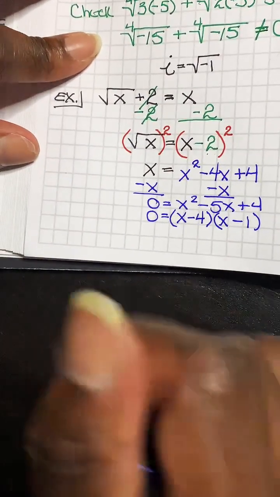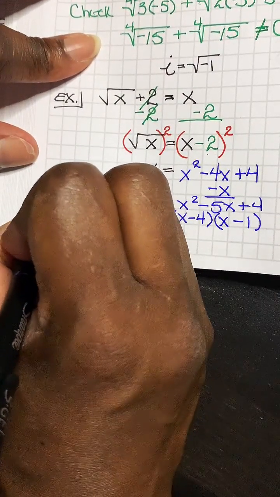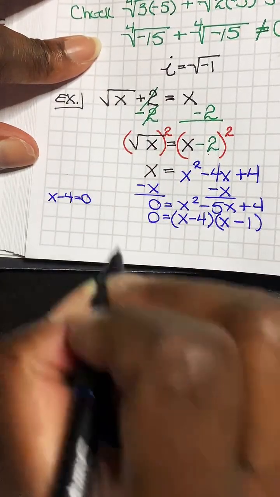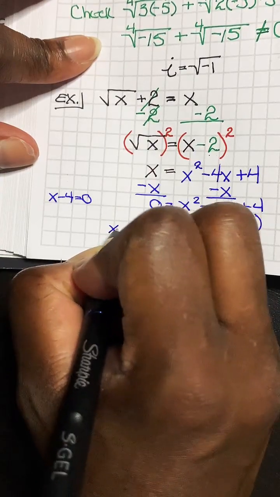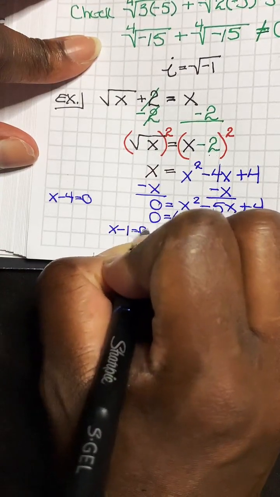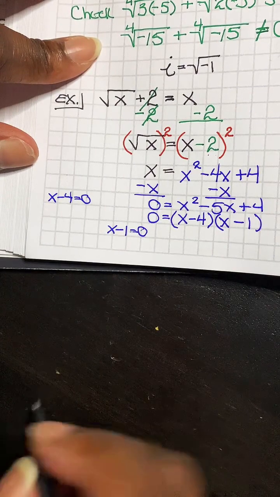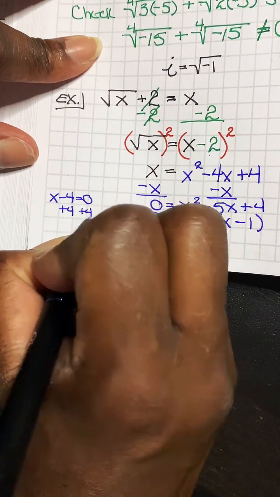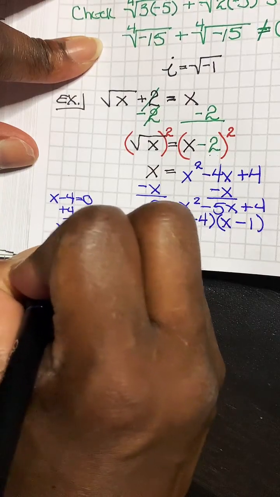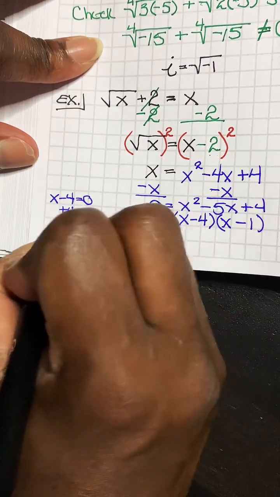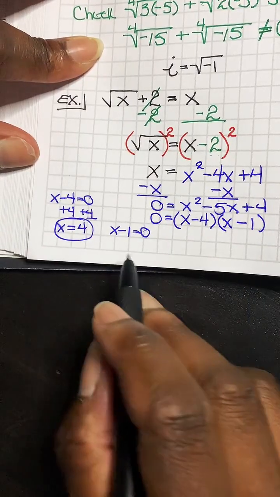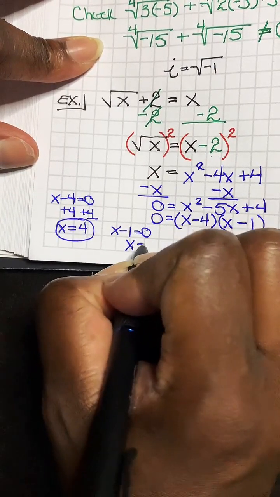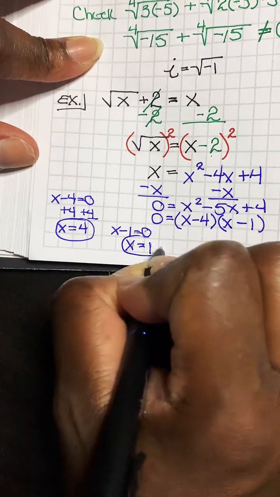So I'm going to take it over here and just give myself a little room. So we have x minus 4. That's going to be equal to 0. And then we have this x minus 1. That's going to be equal to 0. So if we add 4 on both sides, we have x is equal to a positive 4. And if we add 1 on both sides, x is going to equal a positive 1.